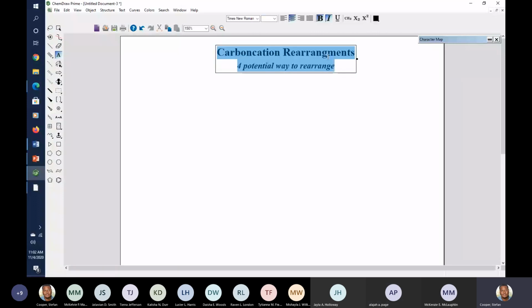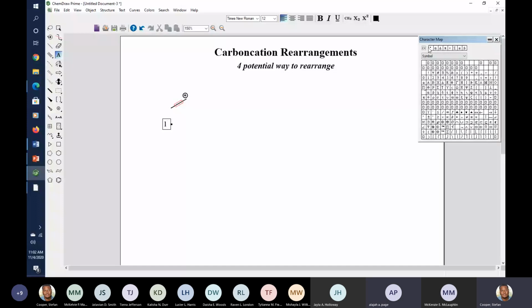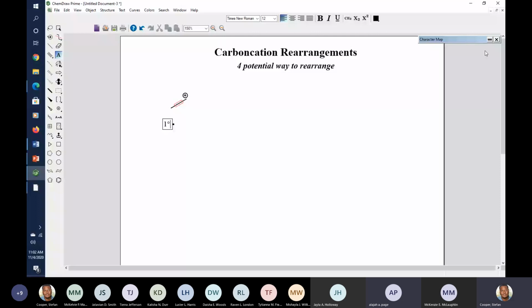Today's lecture is focused entirely on carbocation rearrangements. Let's first think about what I am trying to say here. The whole idea is that if I started off with this type of carbocation, you guys would tell me what classification type this would be. Primary carbocation. And a primary carbocation for the most part is not stable.